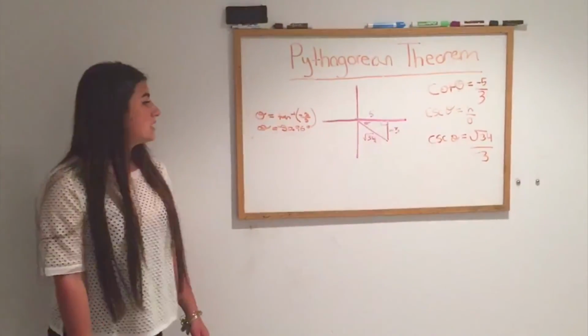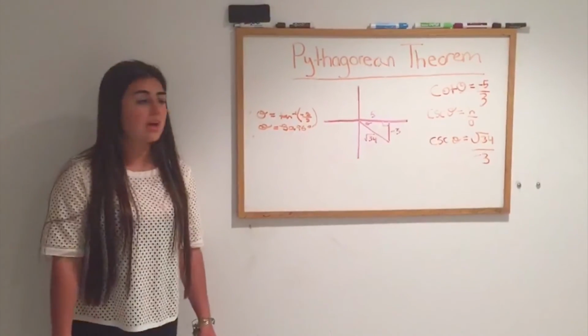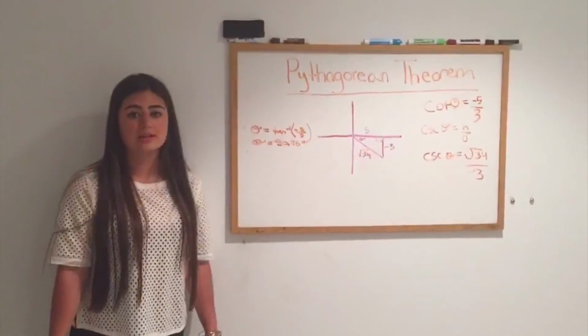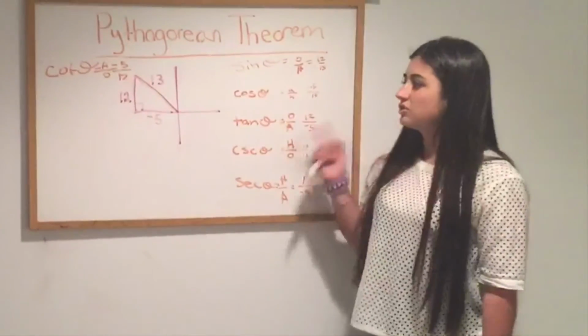So theta equals tan inverse of negative 3 over 5. When you plug that into your calculator, you get theta equals negative 30.96 degrees. Now we're going to find the 6 trig ratios.